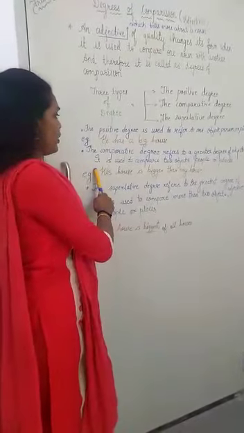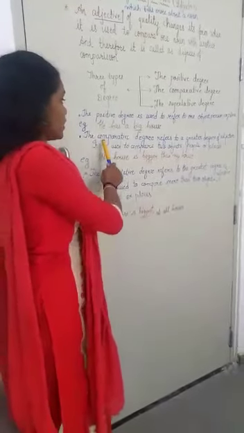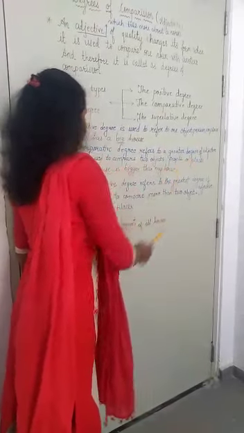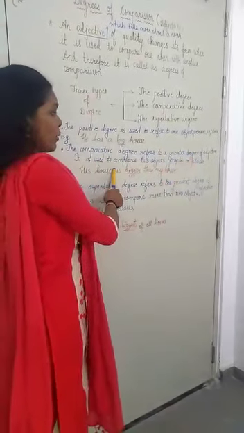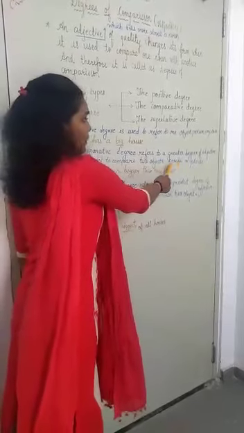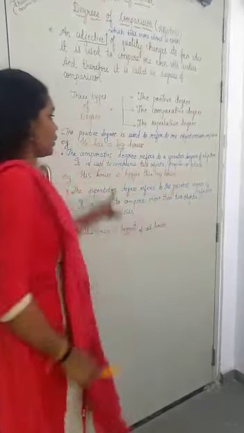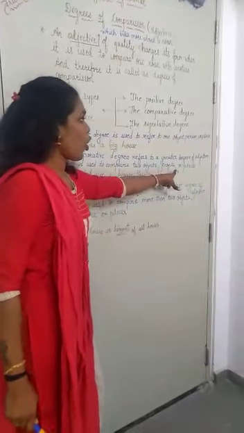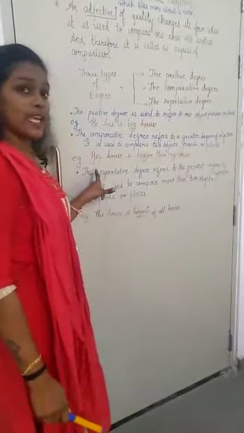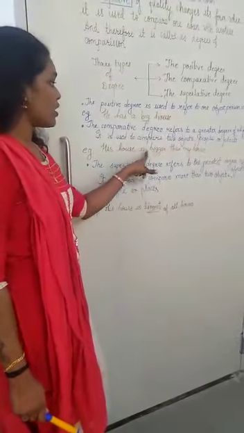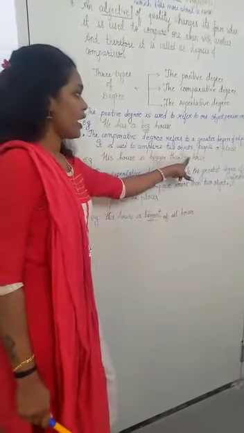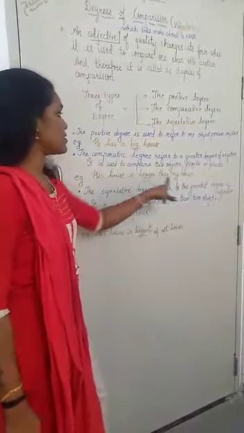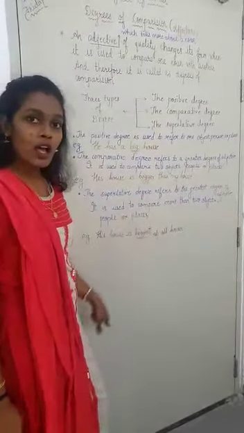Second, comparative degree. Now, what is comparative degree? The comparative degree refers to a greater degree of adjective. It is used to compare two objects, people or places. Here, comparison is done between two objects, people or places. Let's see an example. His house is bigger than my house. Here comparison is made between two persons, his, my and between the houses.